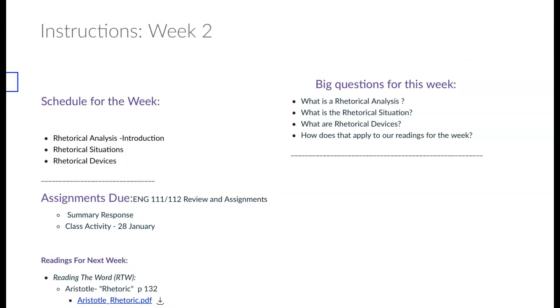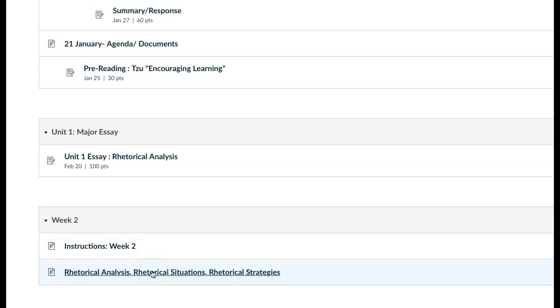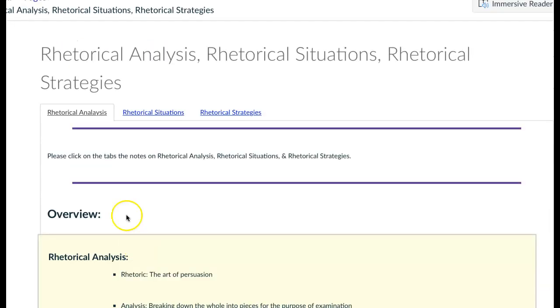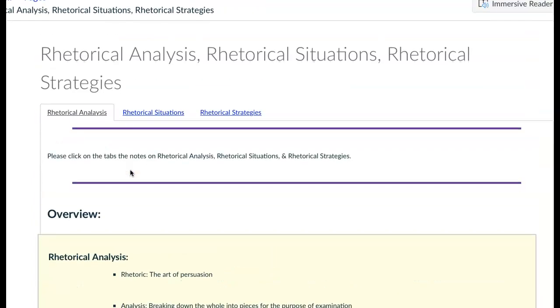If you go back into your modules, you'll notice that I've put some notes here, and that is an overview of what we'll be discussing in class on Friday. So you can take a look at this and be prepared to take a few notes on these concepts. And I promise you guys it won't be too much of a lecture, but there will be a little bit of a lecture followed by an activity.